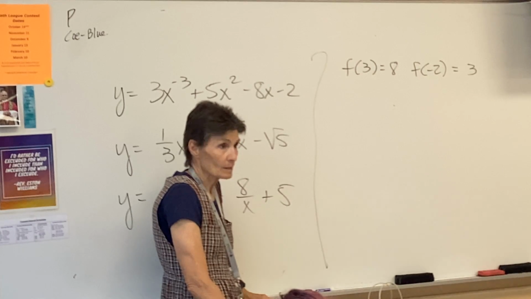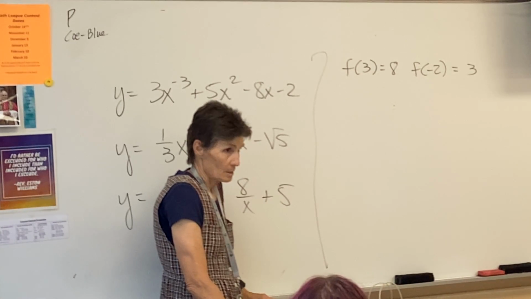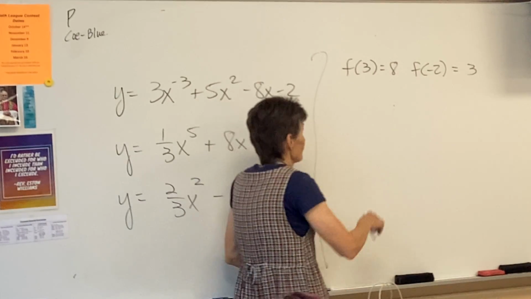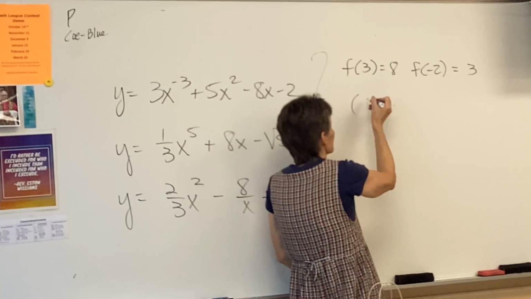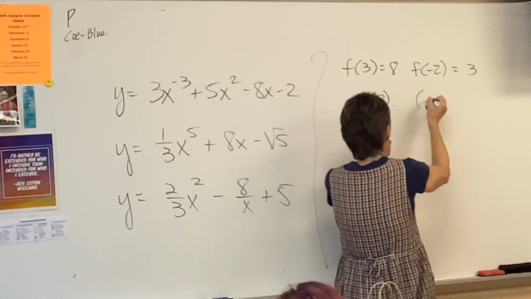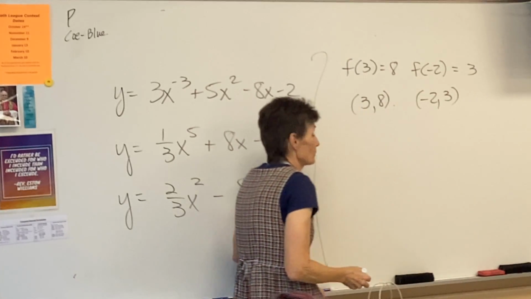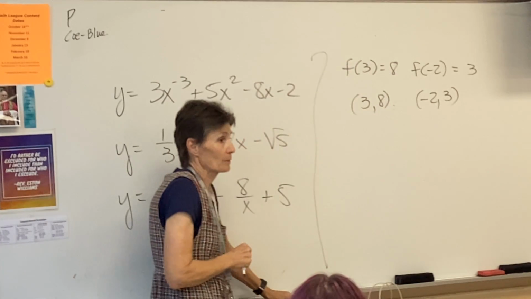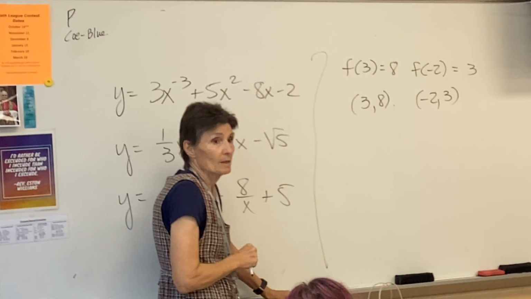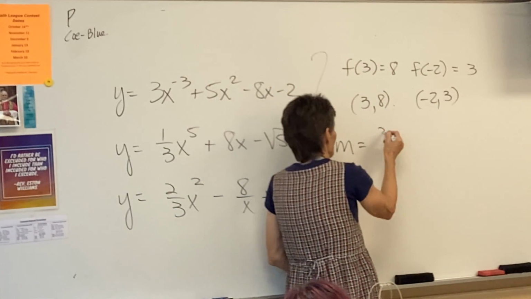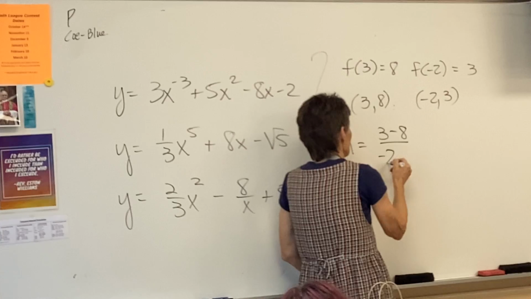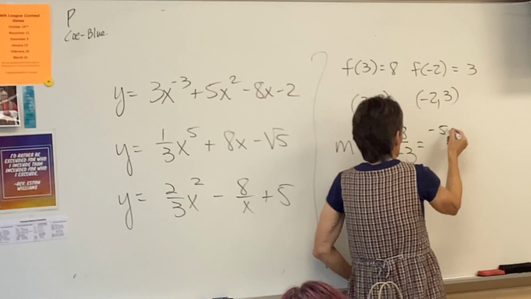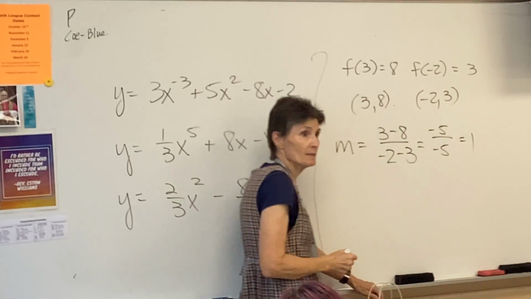Okay? So here we go. What's going through our head first? You've got an X and a Y. These are points. Yeah. 3, 8, negative 2, 3. Don't mess those up. 3, 8, negative 2, 3. Now what? Find the slope. So 3 minus 8, negative 2 minus 3. Looks like our slope is 1.